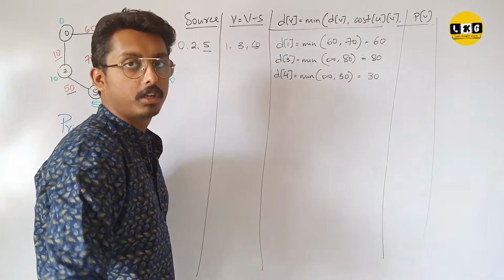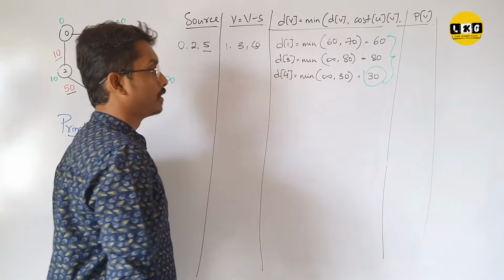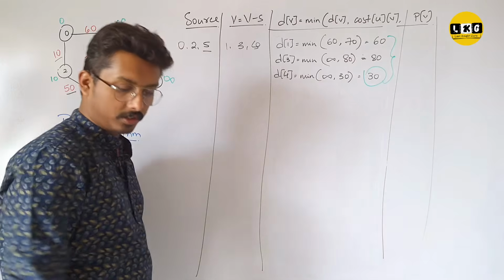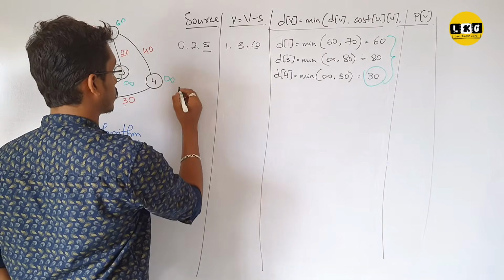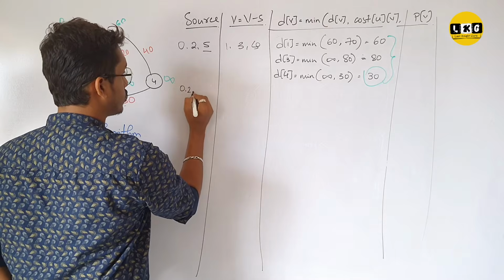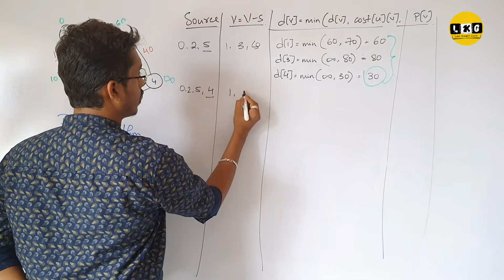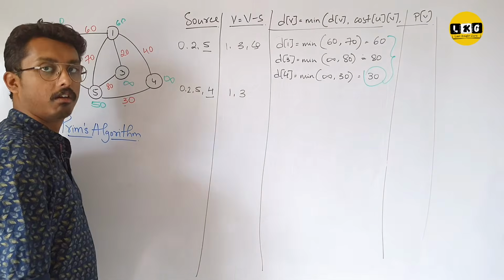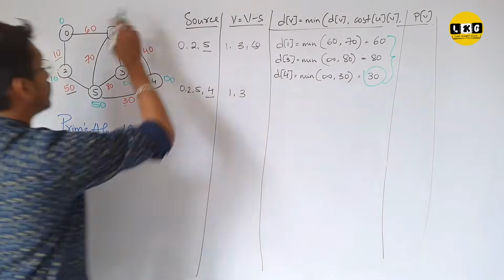Now what is the next step? We need to find minimum amongst this. Which is the minimum? 30 is the minimum. What is the node? 4 is the node, correct? So what will be my next source? 4 will be my next source, correct? 0 is over, 2 is over, 5 is over. Now what is the next source? 4. What are the 2 remaining nodes? 1 and 3.